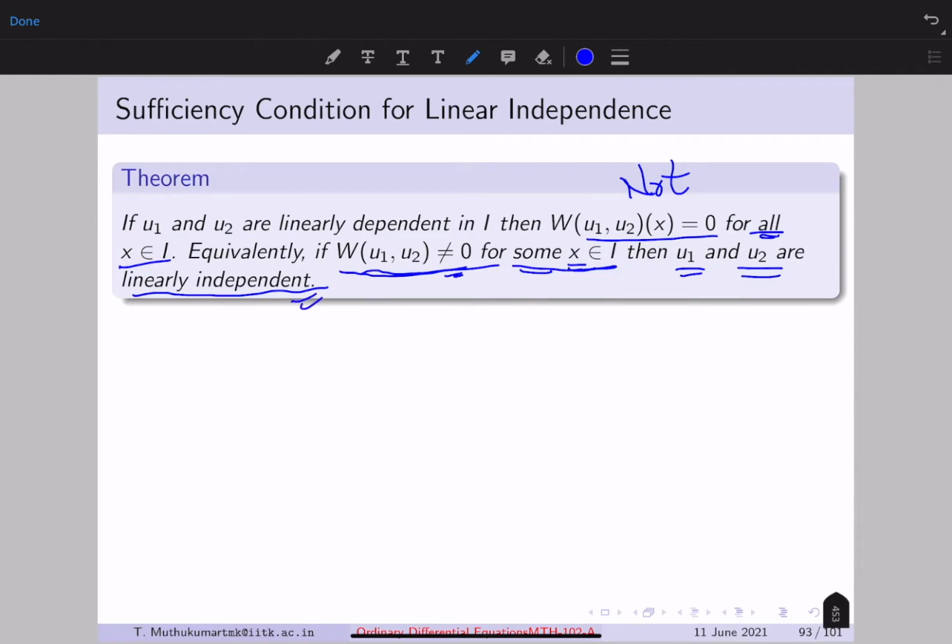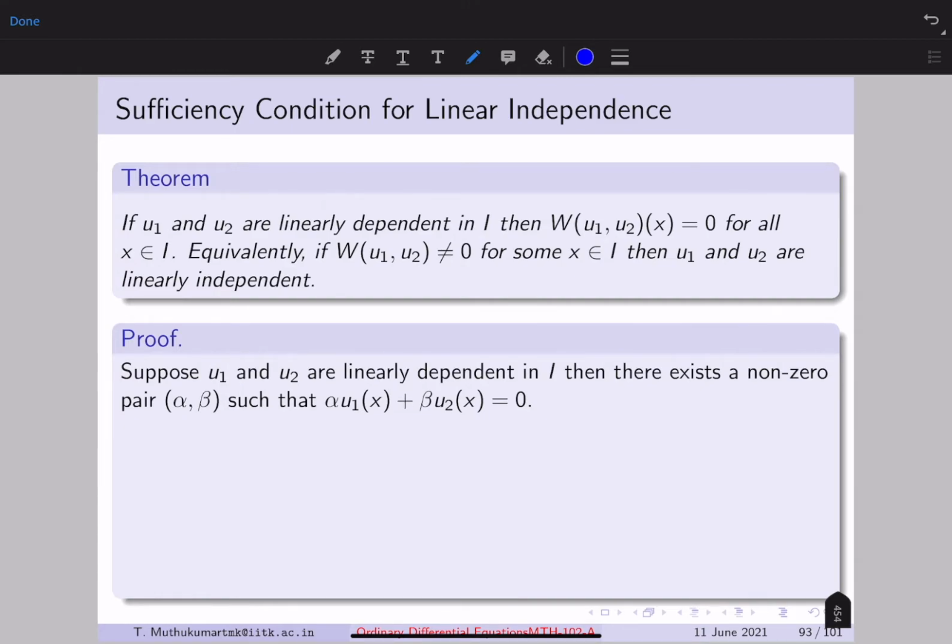So let's prove this result. You start with U1, U2, and it is given to us that they are linearly dependent in I, right? We need to show the Wronskian is 0 for all x. Because it's linearly dependent, by the definition of linear dependence, there exist non-zero alpha, beta such that alpha u1 plus beta u2 is equal to 0.